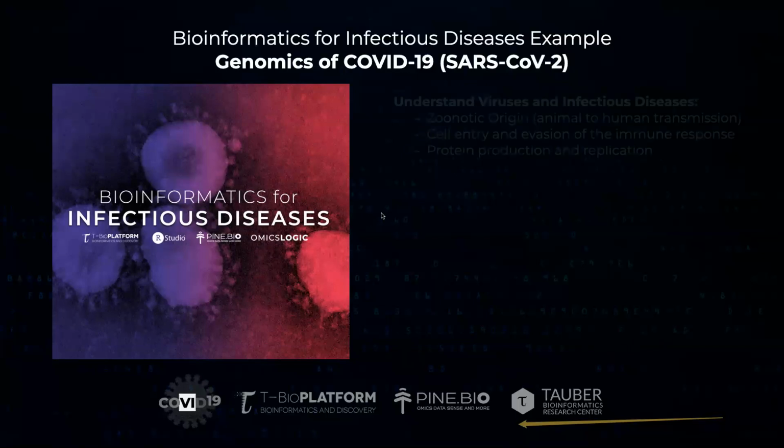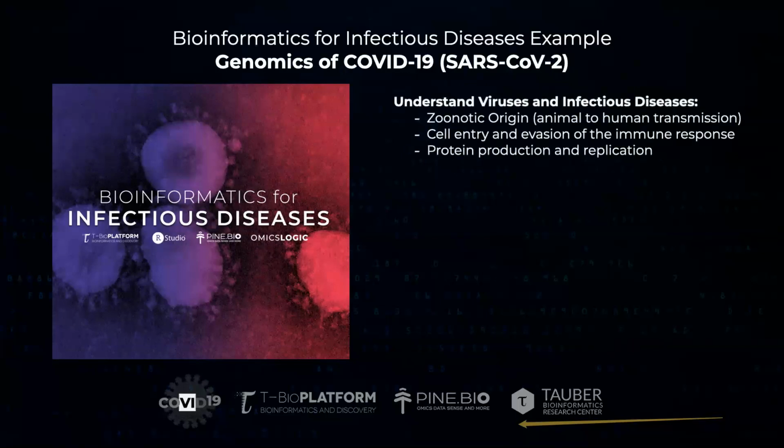In today's session, we will talk about zoonotic spillover, or how different viruses can originate in animals and transfer to humans. We'll talk about the cell entry and evasion of the immune response. How do the viruses do that? We'll talk about how they produce proteins and replicate using the host cellular machinery.